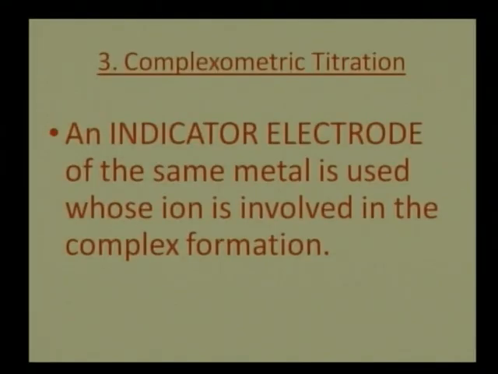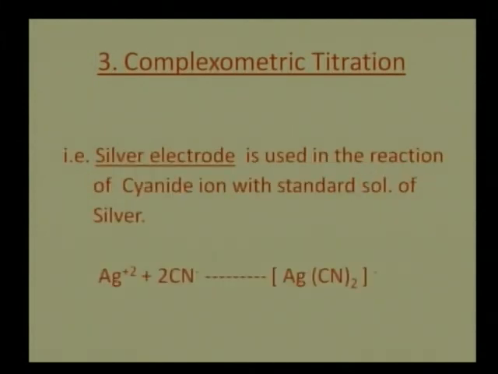Now in the third method, complexometric titration, a complex is formed with the EDTA solution, ethylenediaminetetraacetic acid or tetraacetate. An indicator electrode of the same metal is used whose ion is involved in the complex formation, right? Whatever the metal in the solution, the same metal indicator electrode is used in the complex formation titration. That is, a silver electrode is used in the reaction of cyanide ion with a standard solution of silver.